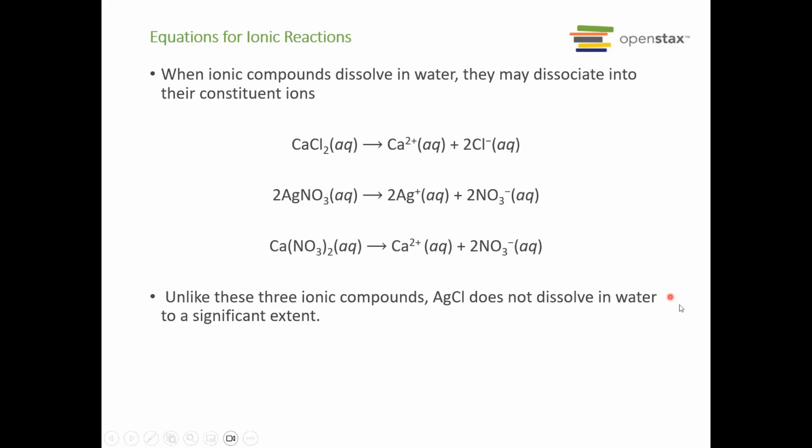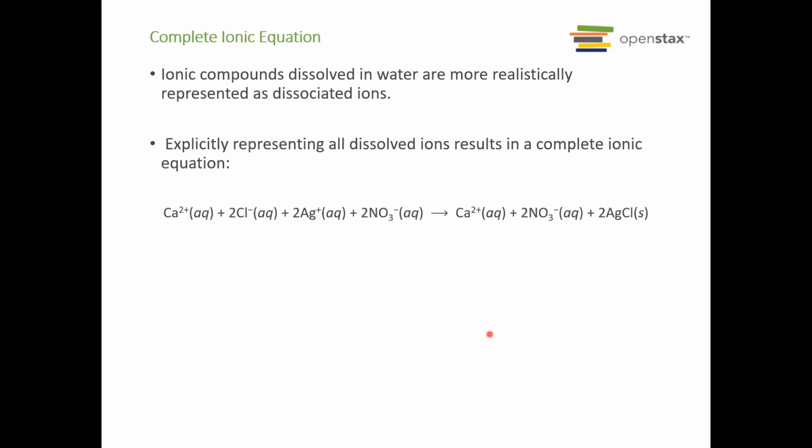But again, with the silver chloride, we don't break that one apart because it's insoluble, we'll see. So it stays as a solid, so we'll still have the silver and the chloride actually combined there. So with the complete, or I typically call it the total ionic equation, what we're seeing in this case is what everything looks like in that chemical reaction.